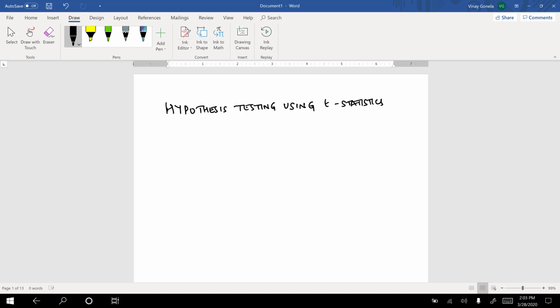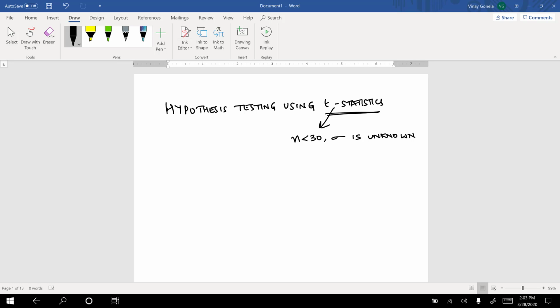So the first thing about hypothesis testing using t-statistic is, when do we use t-statistic? T-statistic is usually used when your sample size n is less than 30 and your population standard deviation is unknown. So that is when we will be using t-statistic.